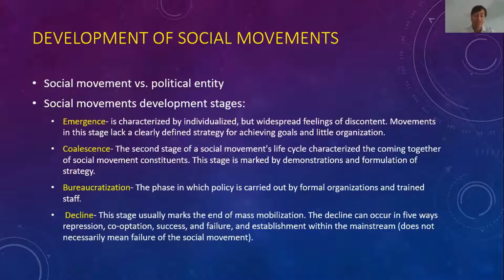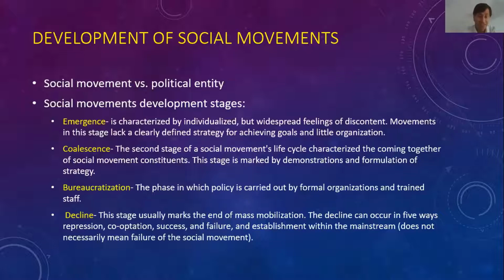The American sociologist, Dr. Herbert Blumer, was one of the first original scholars of social movements. Based on his research, including observations of social movements, he identified 4 stages in the life cycle of social movements, which are presented here in this slide. The first one is emergence. This is often when social movements begin, often due to widespread feelings of discontent by a small number of individuals. During this emergent stage, there is no defined strategy for planning and achieving goals.